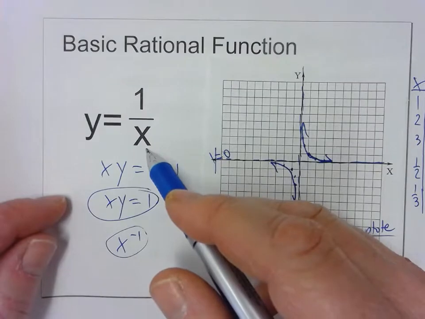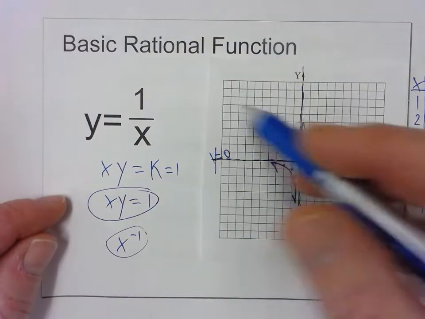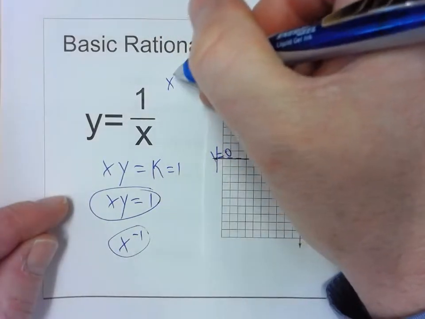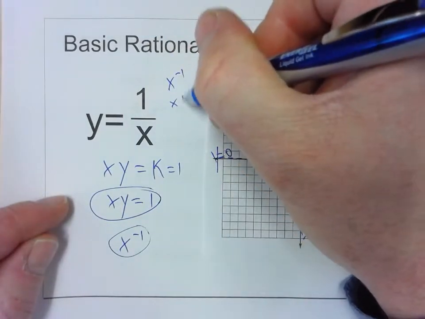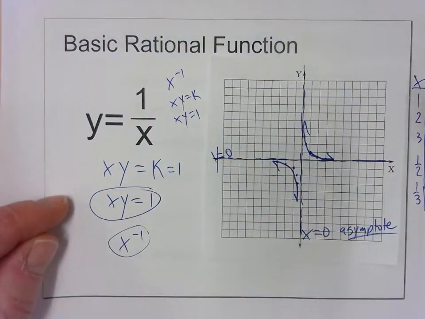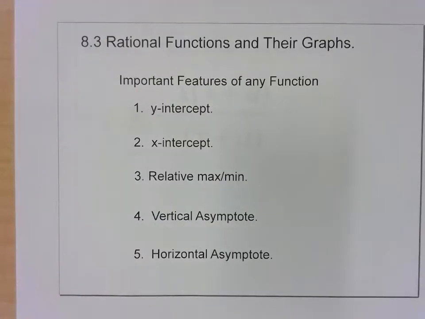1 over x is your basic rational function, right? It's the inverse function. It's x to the -1. It's x times y is equal to k, right? Or x times y is equal to 1. It's your basic function. But now we can just do all kinds of crazy things.